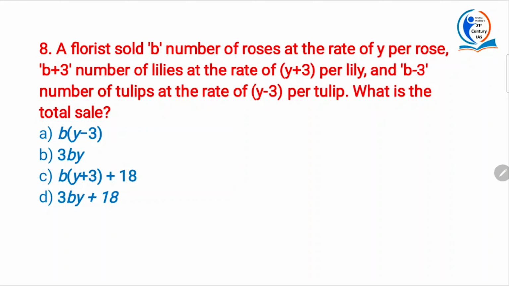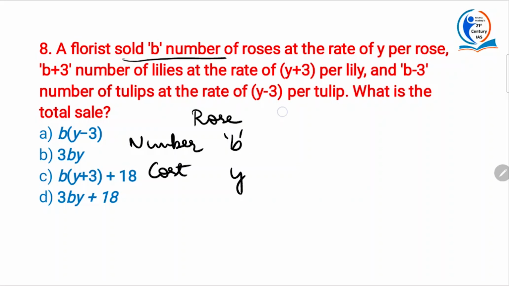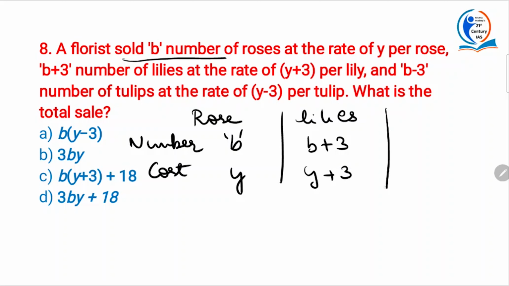A florist sold B number of roses at the rate of Y per rose. So roses: number and cost. How many roses? B number of roses. Cost is Y. Lilies, B plus 3 at the rate Y plus 3. And tulips, it is B minus 3 at the rate Y minus 3.